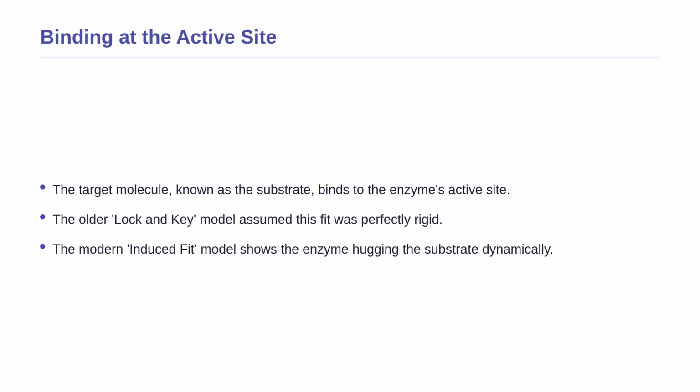So, how exactly does the enzyme manage to stabilize this high-energy transition state? It happens when a specific target molecule, known as the substrate, binds to a special pocket on the enzyme called the active site. Historically, scientists proposed a lock-and-key model, suggesting this fit was perfectly rigid and exact from the start. However, we now know the induced fit model is much more accurate. The enzyme actually hugs the substrate, changing its own shape slightly to force the chemical reaction to happen, perfectly accommodating the transition state.